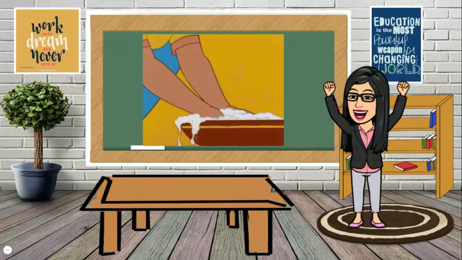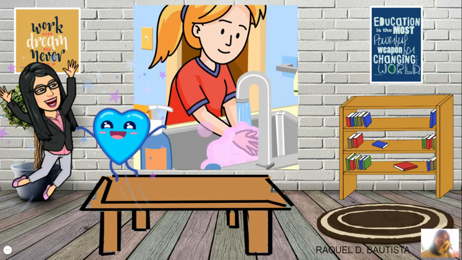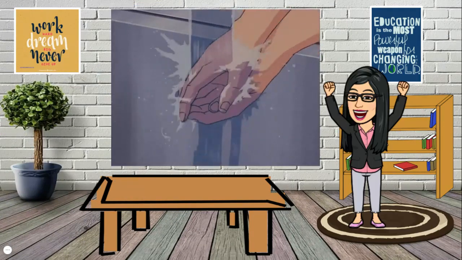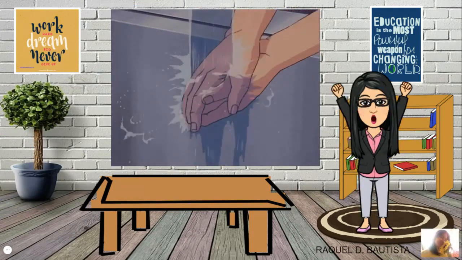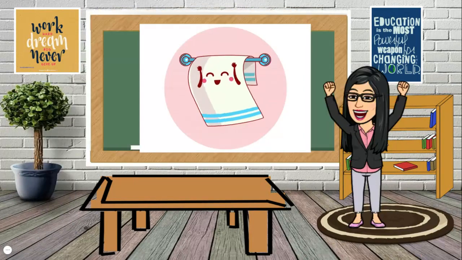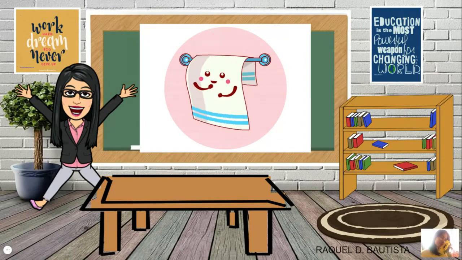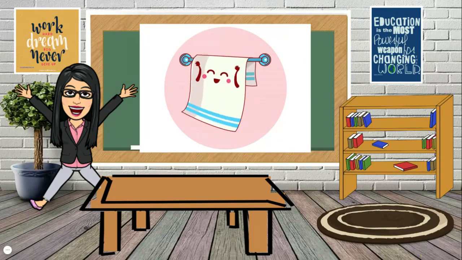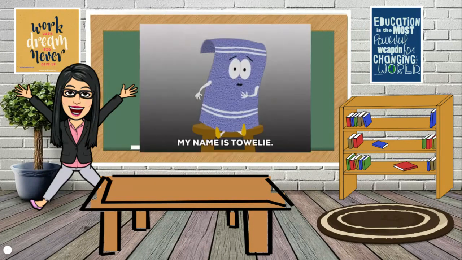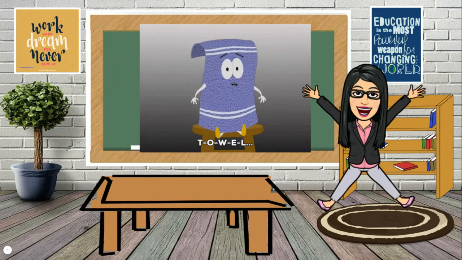Kids, do you always wash your hands with soap and water? That's good. We must always wash our hands to protect ourselves from sickness. What do you use to dry your wet hands? Yes, a towel. A towel is a good absorber of water because it is a porous material and it has holes that allow the water to pass through.